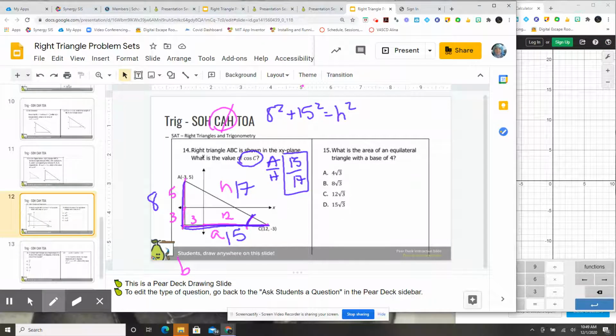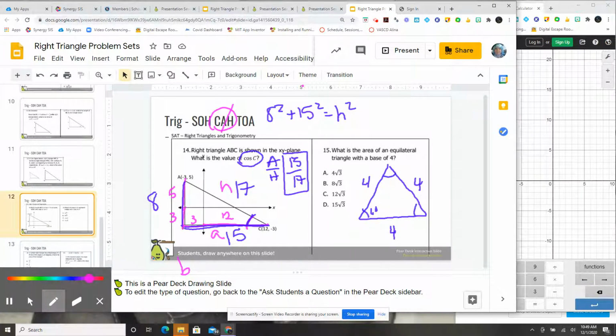What is the area of an equilateral triangle with a base of 4? So if I have an equilateral triangle, that means all 3 sides are going to be 4, and all of these angles are going to be 60. There is a line of reflection here, so if I cut this in half, all of a sudden I've got a 30, 60, 90 triangle. And if the base is cut in half, then that's 2. And now I've got my 30, 60, 90 triangle.